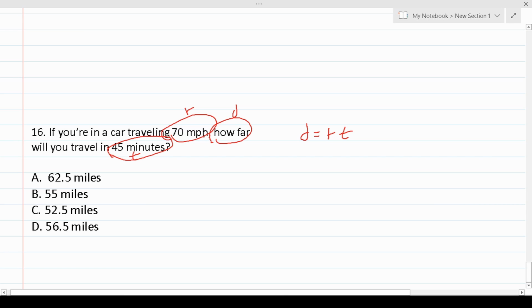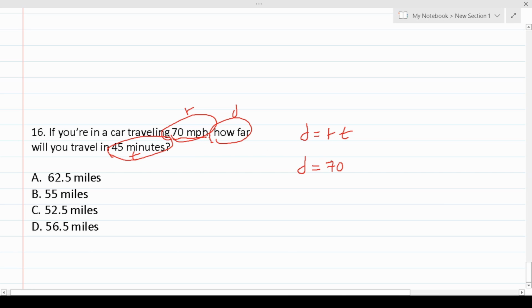So let's plug these things in and solve accordingly. Again, we want to figure out how far you're going to travel, so we're trying to solve for D. So we're going to leave that as D. We know the rate is 70 miles per hour, so we'll plug that in place of R. And we know the time is in terms of minutes. But let's take a look. We're given a rate in terms of miles per hour, but we're only given time in terms of minutes.